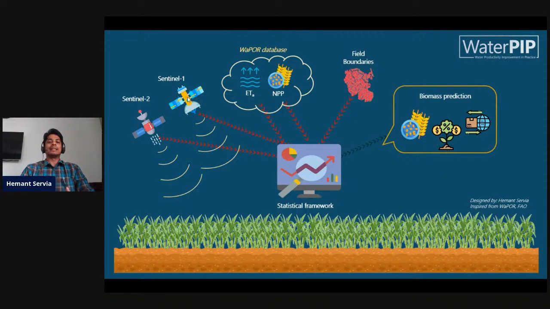At the heart of this study is a framework that takes inputs from two satellites, the optical Sentinel-2 and the radar Sentinel-1. In addition, the other two important datasets are the evapotranspiration dataset and the NPP, that is, net primary production dataset from the FAO's WaPOR database. These datasets are processed and extracted at field level using the field boundaries. This field level information is then analyzed in a statistical framework to predict future biomass estimates at field level, which further helps in financial planning and other policy decisions.